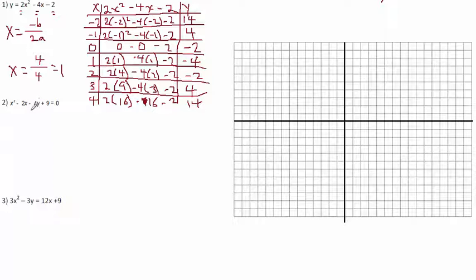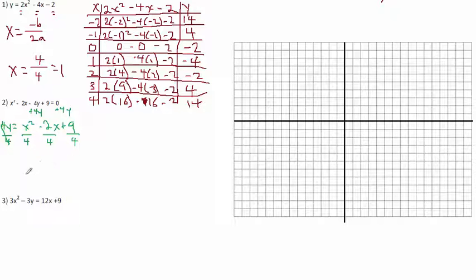So let's isolate the y, and of course the way we isolate the y first is by adding 4y to each side. So let's put 4y on one side, and then on the other side we still have our x squared minus 2x plus 9. Now let us divide each side by 4. Divide every term by 4.